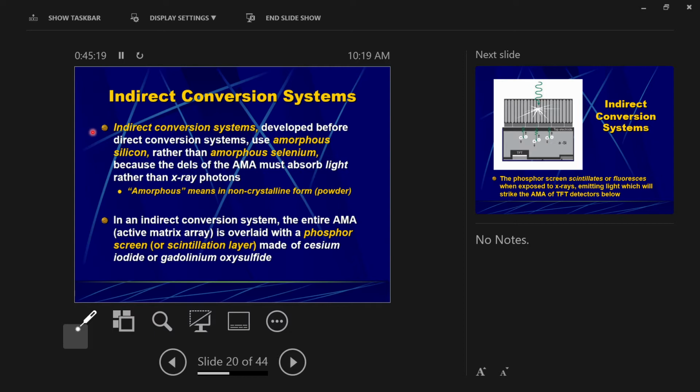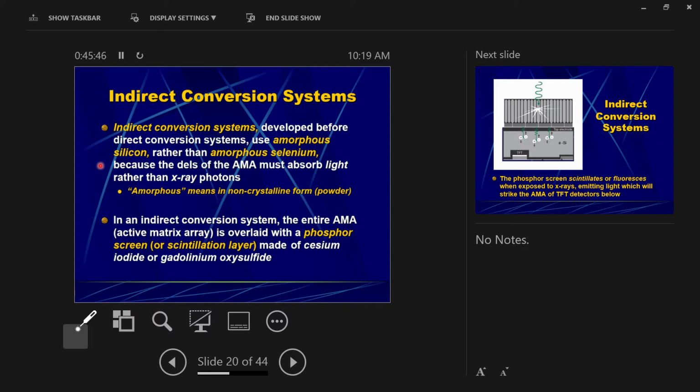So indirect conversion systems take advantage of this. Indirect conversion, developed before direct conversion, uses something called amorphous silicon. Again, amorphous just means that it's not in a crystal form. Because you can get crystallized selenium, crystallized silicon, but this is more like a powder. That's what the detector's surface is made of. It's made of silicon rather than selenium.